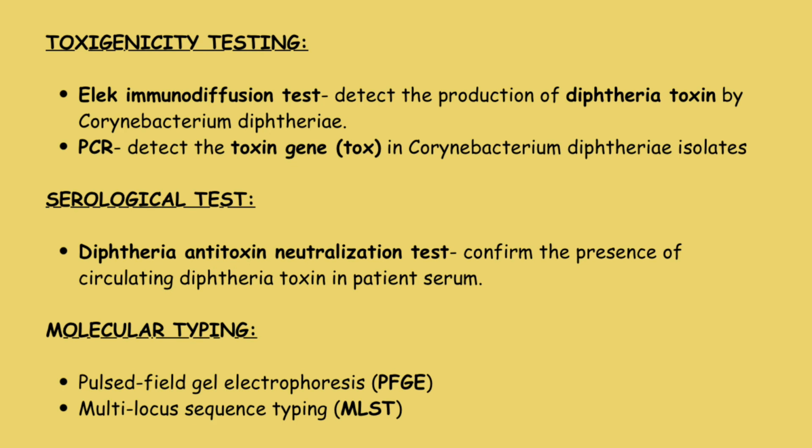Molecular typing methods include pulsed field gel electrophoresis and multi-locus sequence typing. So this is used for epidemiological studies and also to differentiate between different strains of Corynebacterium diphtheriae.